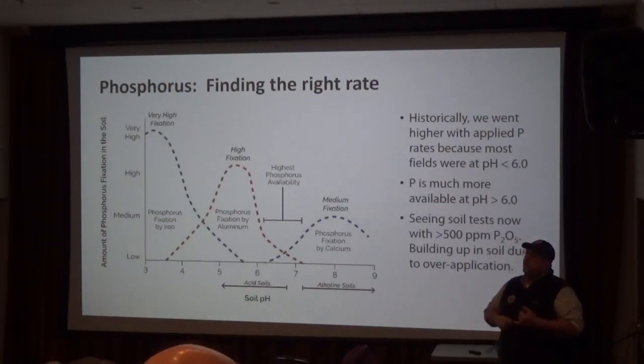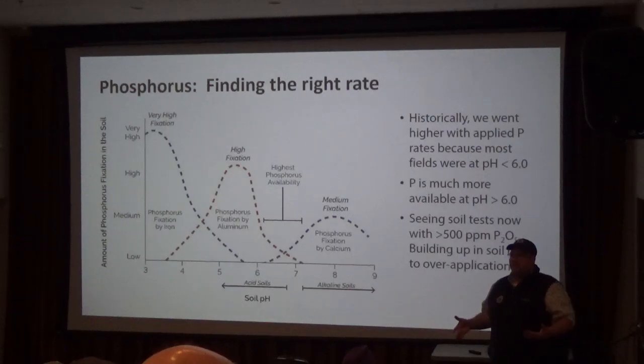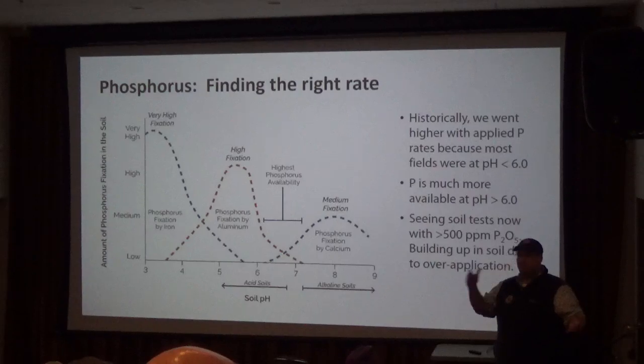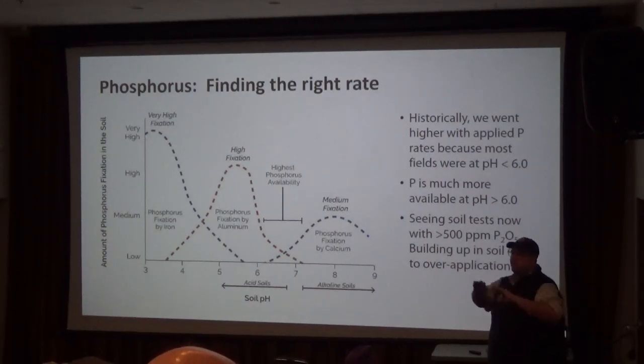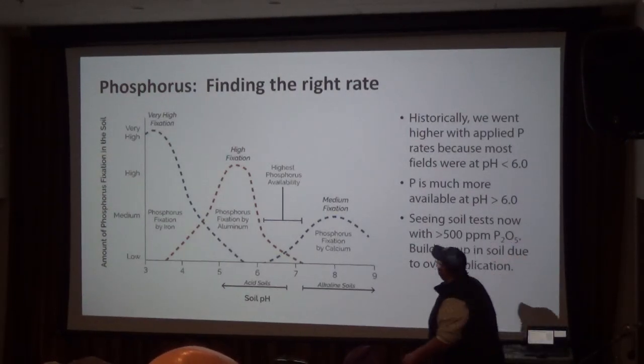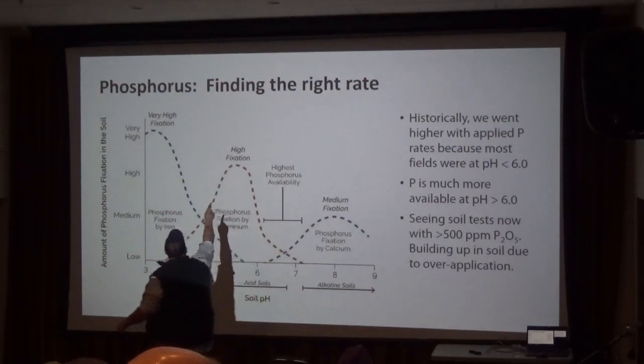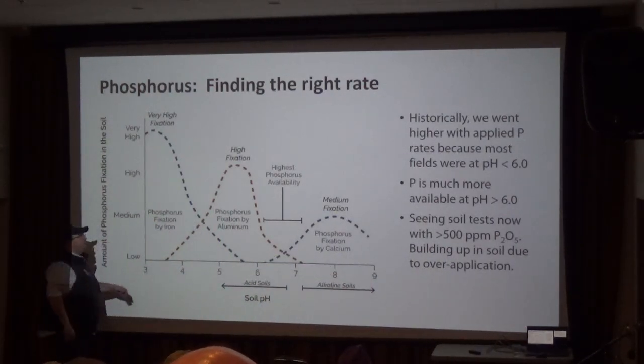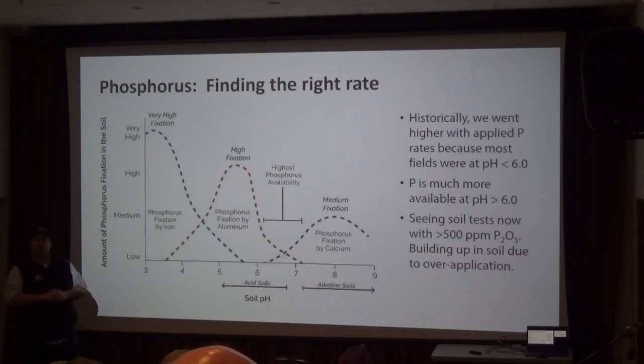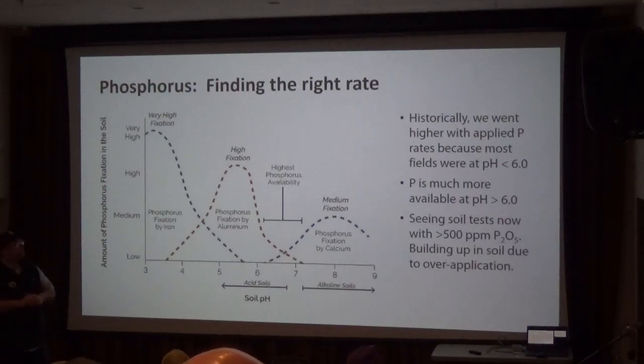Number two, historically we kept a lot of our fields at 5.5, 5.6 pH because we were really worried about scab, especially when we had fewer scab resistant varieties. That makes 100% sense. At 5.5, that is the peak of fixation by aluminum. So aluminum is at its peak fixation of phosphorus at 5.5 pH. You could have 400 or 500 ppm in the soil, but a whole pile of it is going to be tied up by aluminum. So that's why people were putting on more phosphorus, trying to make sure they got it into the crop.